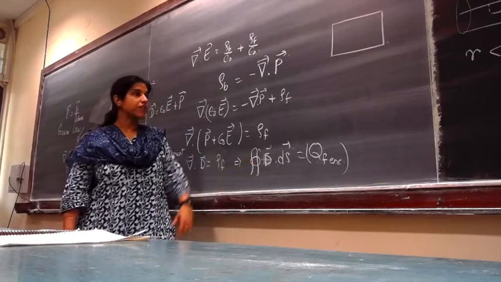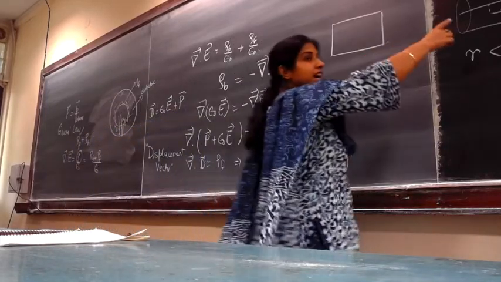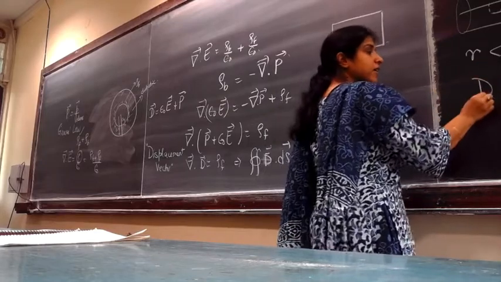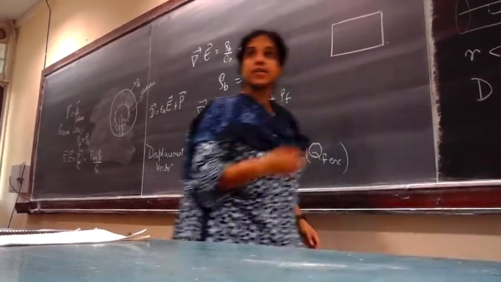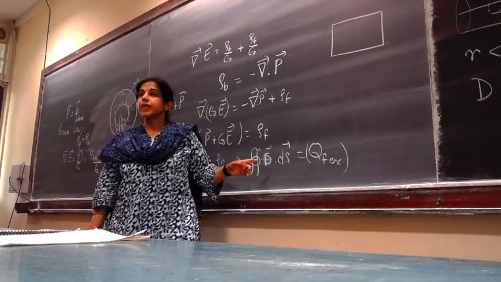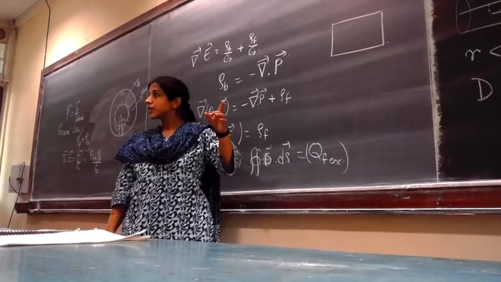If I use it in this form, what would be my left hand side for this Gaussian cylinder? It will be just, because it's a line charge, right?